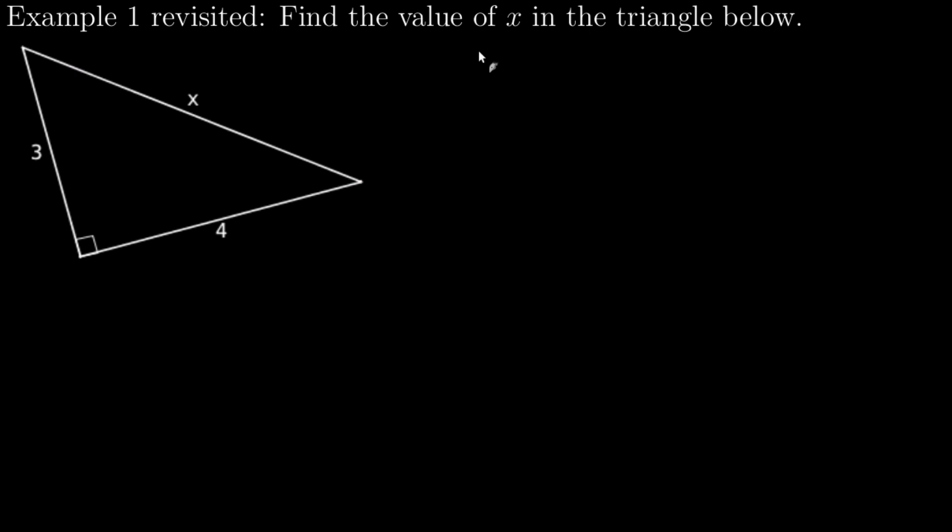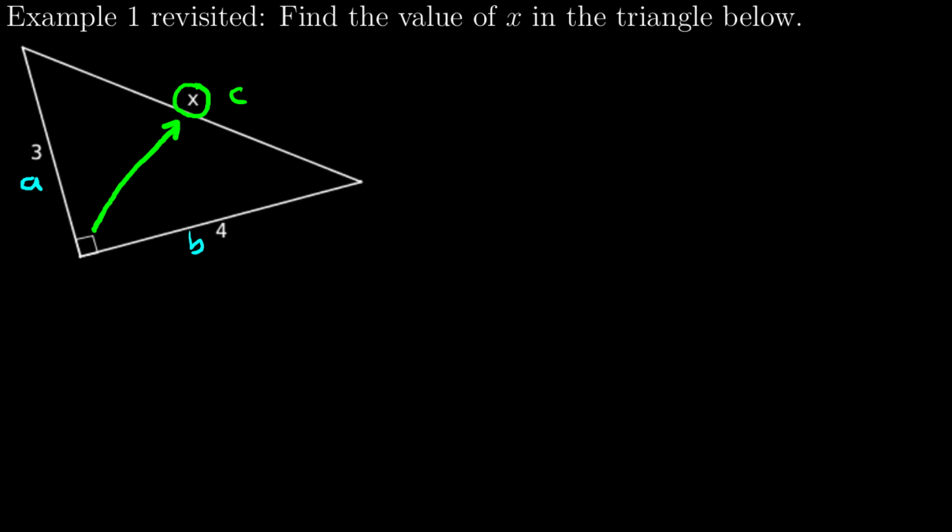So find the value of x in the triangle below. The first thing I'm always going to do is figure out which side is C. So in this case, across from our right angle here tells me that this x will be C. Now, once I have C figured out, it doesn't matter whether 3 is A, 4 is B, or 4 is A and 3 is B. They'll give me the same answer. So I'll just put an A here, I'll put a B here, but that doesn't matter.